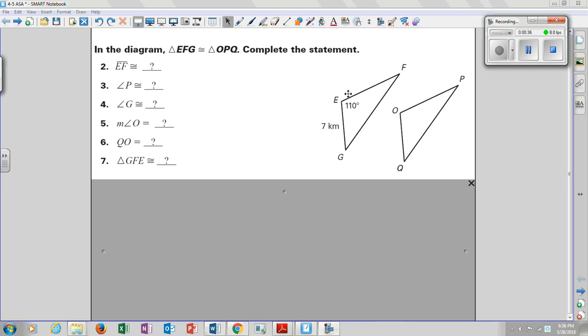Anyways, number 2, EF. Because we're looking at this triangle being congruent to this triangle, we need the parts that are also congruent. So EF is the first 2 letters, which makes it congruent to the first 2 letters of the second triangle. So that's congruent to OP. Number 3, angle P is congruent to angle F.